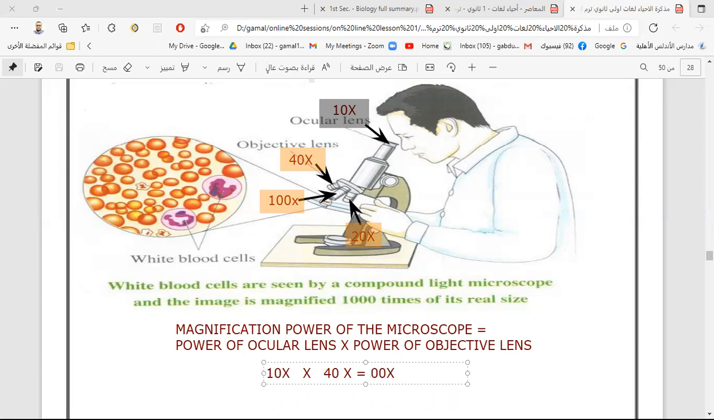Will be what? 400x. The microscope magnification will be 400 times. And if you use the lens with 100x, okay, the magnification will be what? It will be what? The magnification power will be 1000. The magnification power of the microscope will be 1000.